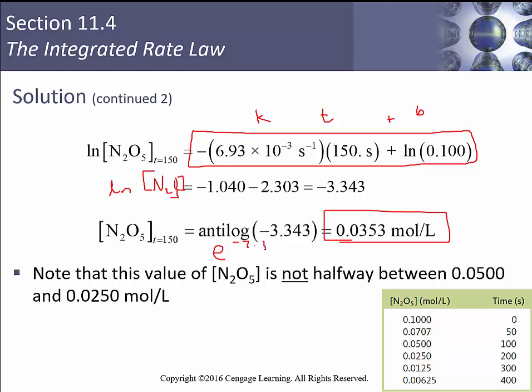So where does it show up? Well, it's not exactly halfway in between. It's a little bit closer to the 0.05 than the 0.025. But it is going to be in between. So it's not going to be up here at 0.06, and it's not going to be down here at 0.02.